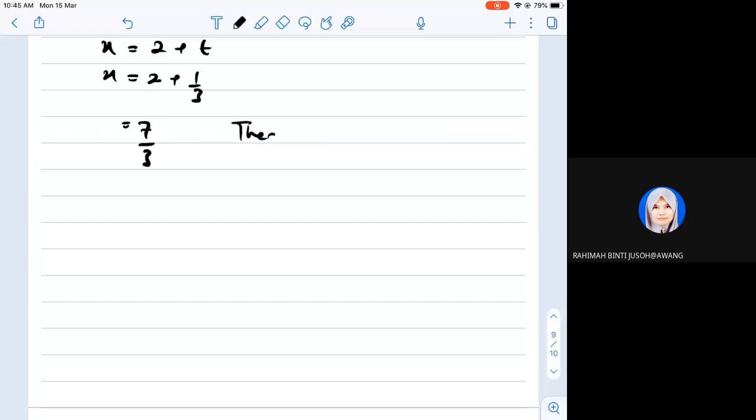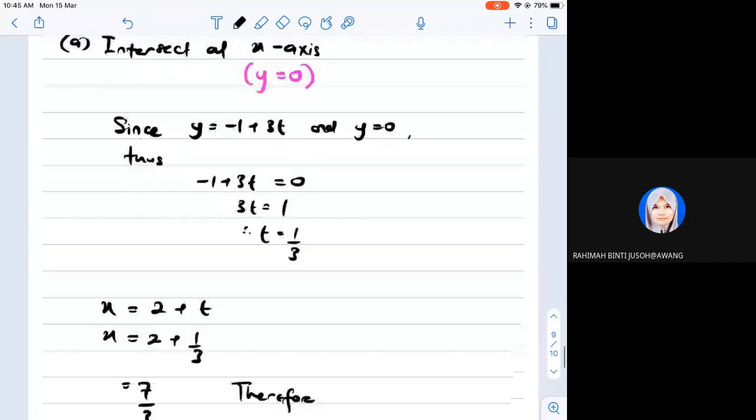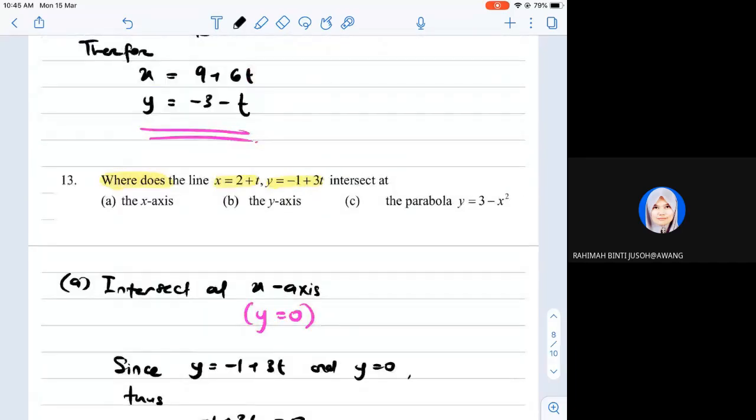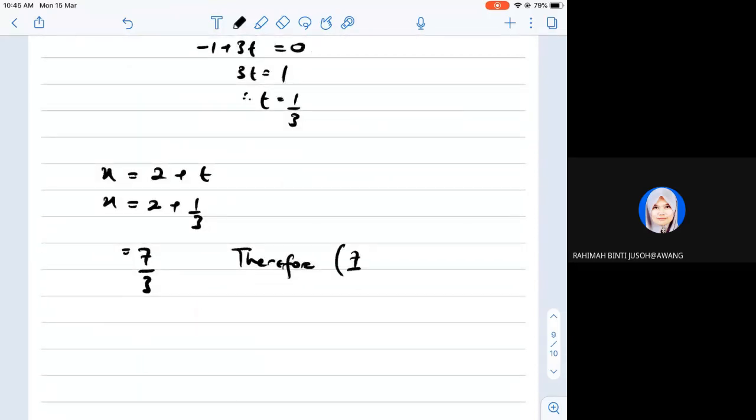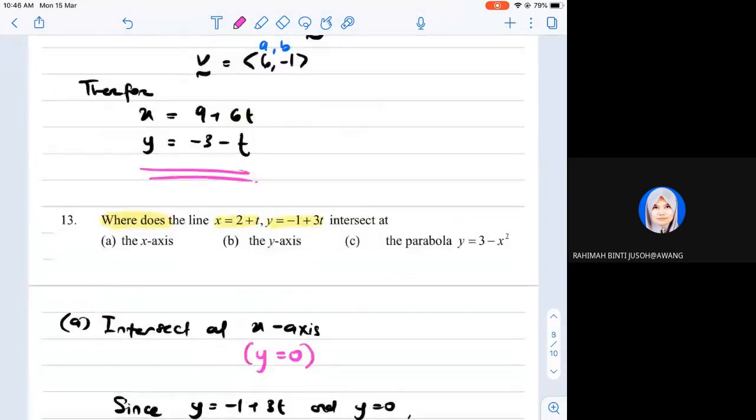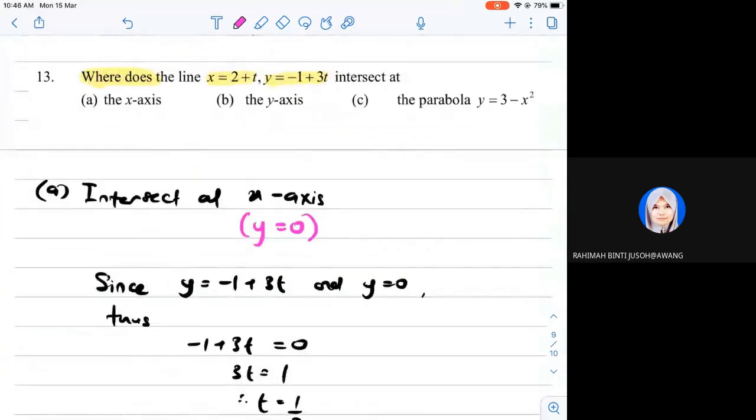Okay, therefore, the line intersects the x-axis at the point 7 over 3 and 0. So this is our answer. Okay. How about B? What do we do for question B? For B, the y-axis. x equals to 0. Yes, very good. Earlier y equals to 0, but for the y-axis, x equals to 0.